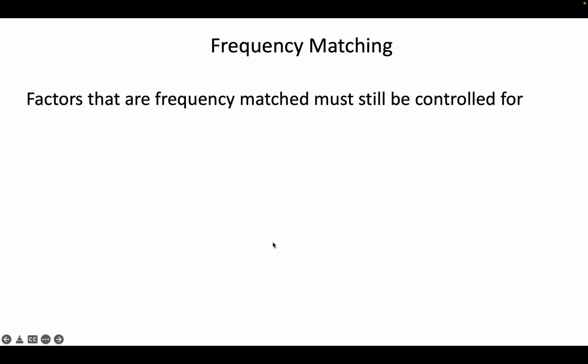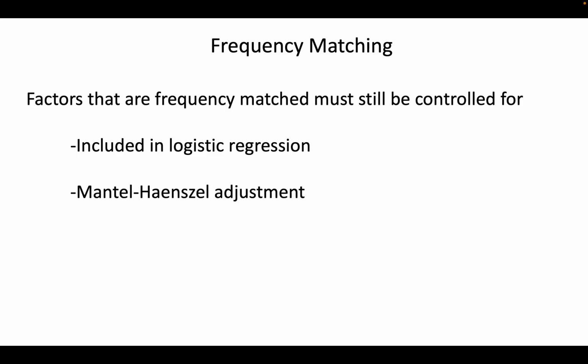So when you frequency match a factor, you need to control for it. You include it in the logistic regression. You usually do like a regular regression, and you would just include it as a covariate. And I guess the bivariate version, instead of doing a matched odds ratio, you'd do like a Mantel-Haenszel adjustment.